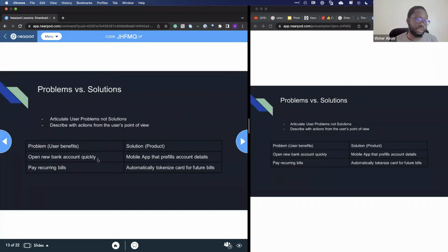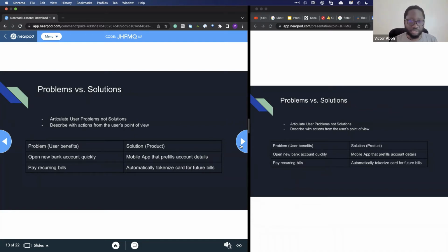So I put a table to compare. For example, if we're a neobank and we identify that one of the biggest things we want to tackle is to help our users open bank accounts quickly, that would be on the problem side of things. A solution would be a mobile app that pre-fills account details, right? So we want our product teams to come up with the right solutions after going through a process of testing, brainstorming, all of that. As leaders, we don't want to be telling our product teams, go create an app that does this. We should let that come out of the iterative process with our teams, right?